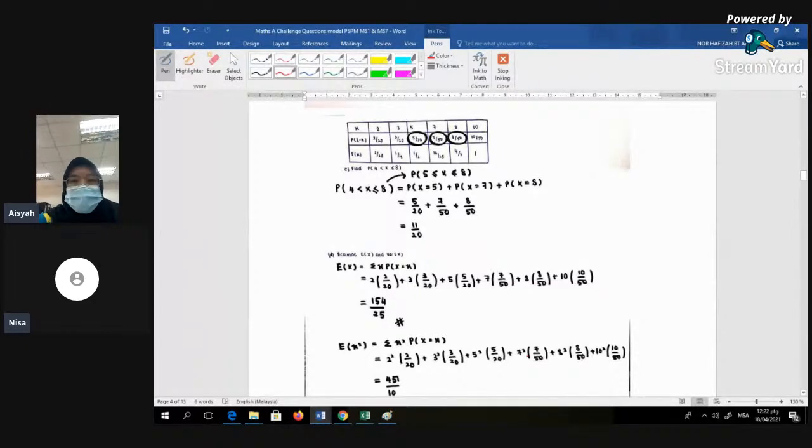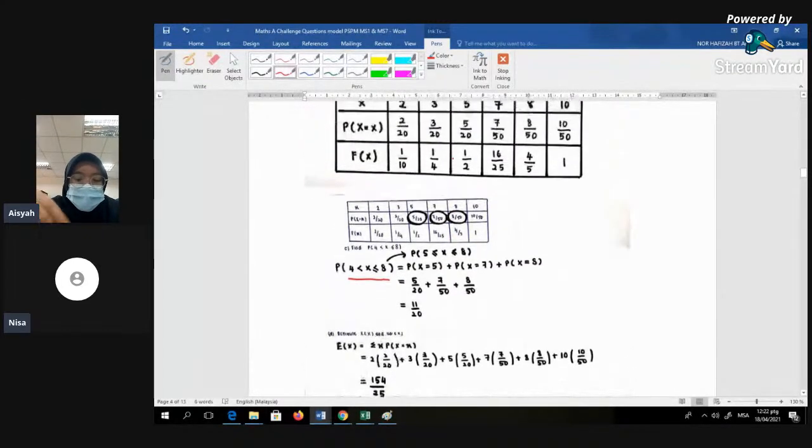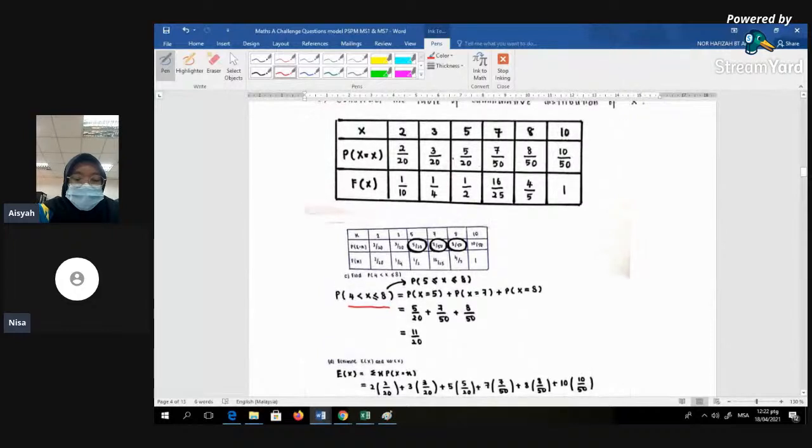Okay. Untuk soalan C, the question asks probability X is greater than 4 and probability X less and equal to 8. Untuk carinya, kita tengok dengan table yang sebelum ni. Lepas tu, we know that probability X is greater and equal to 5 and X less and equal to 8.